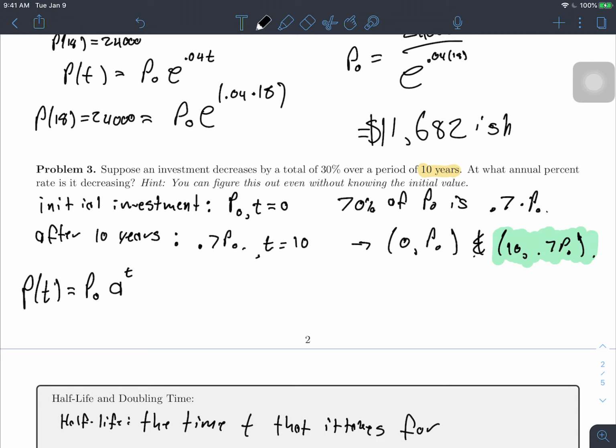So this left thing, 10 here, is going to go wherever I see a T. What about 0.7 P naught? Where am I going to plug that in? Where P of T stands, not where P naught stands. Remember, this is the point T, comma, P of T. After I plug 10 in for T here, I'll get this thing. That's what this ordered pair is representing.